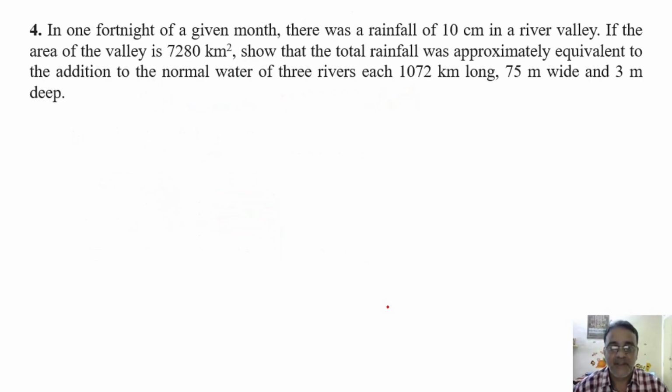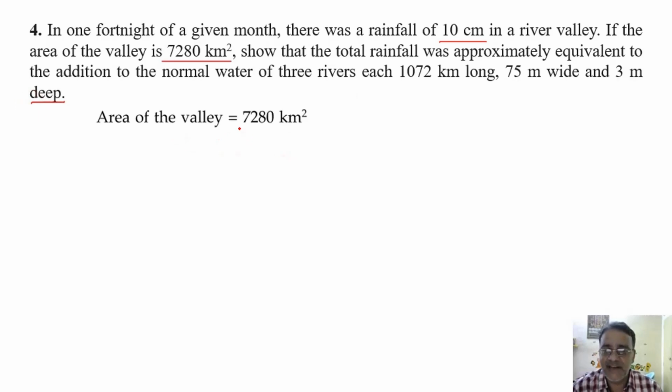No, sir. Now we'll move toward the last question of the exercise. In one fortnight of a given month, there was a rainfall of 10 centimeter in a river valley. If the area of the river valley is 7,280 kilometer square, show that the total rainfall was approximately equal to the addition to the normal water of 3 rivers, each 1072 kilometer long, 75 meter wide, and 3 meter deep.